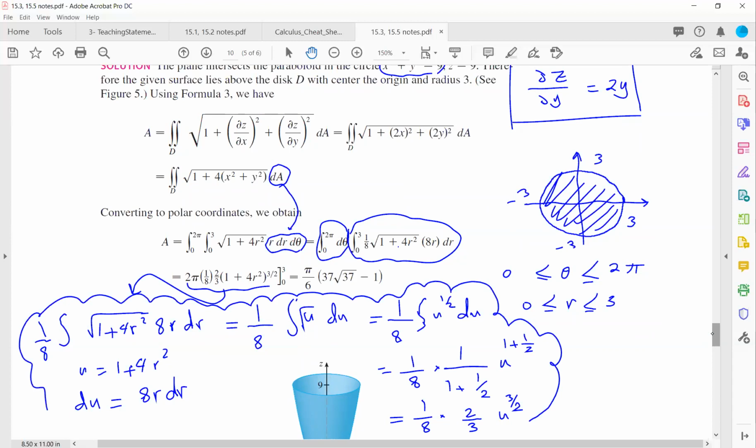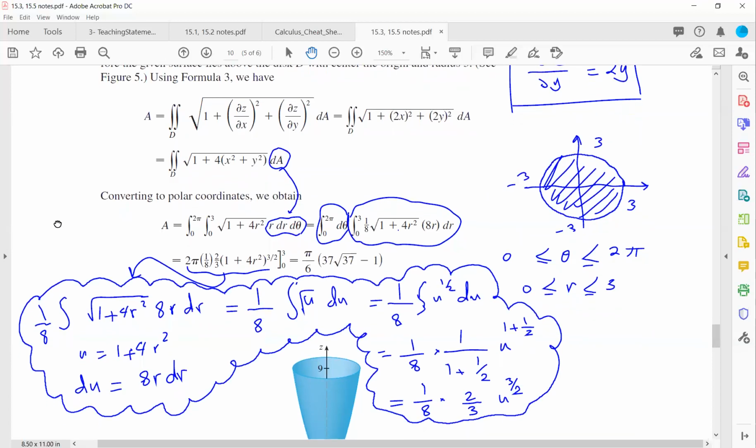So as you can see, we are dealing with a lot of techniques that we learned in Math 1A. Please review those techniques. After that is just pure algebra. You plug in 3, you plug in 0, you simplify the whole thing, and actually the outcome is pi/6 times 37 times square root of 37 minus 1.